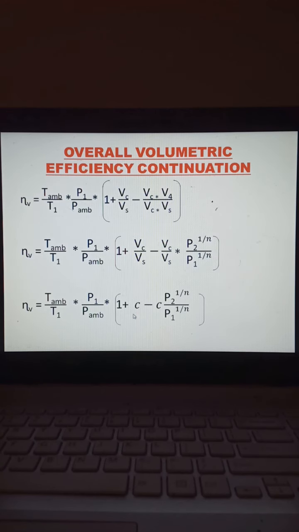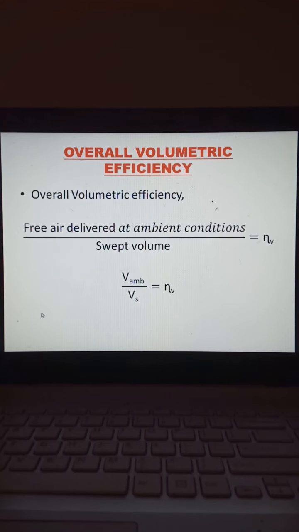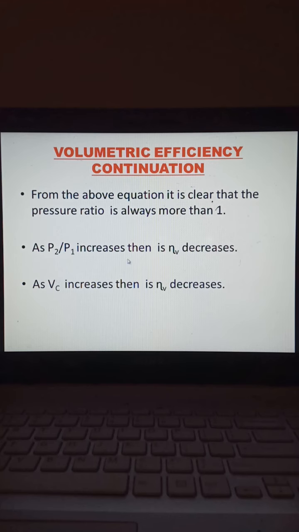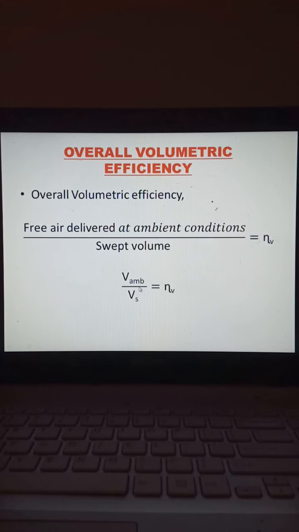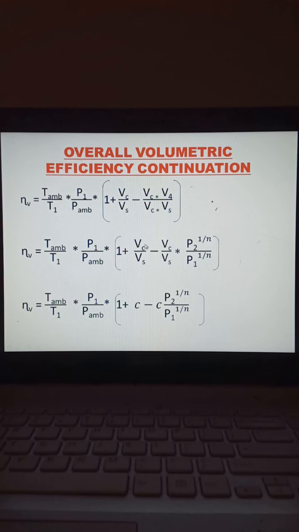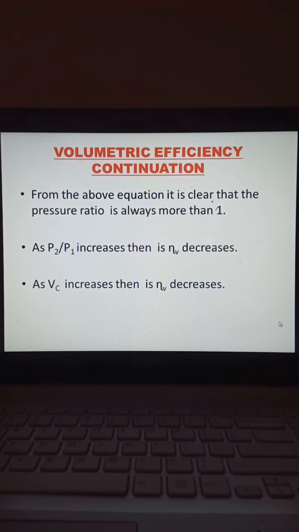You can see from this equation, when you substitute higher and higher values of P2 divided by P1, that the volumetric efficiency is decreasing. And as the clearance volume Vc increases, the volumetric efficiency decreases. It is also clear from this figure: if we increase the value of Vc, you can find that the volumetric efficiency decreases. So we can conclude that as both the pressure ratio and the clearance volume increase, the volumetric efficiency decreases.